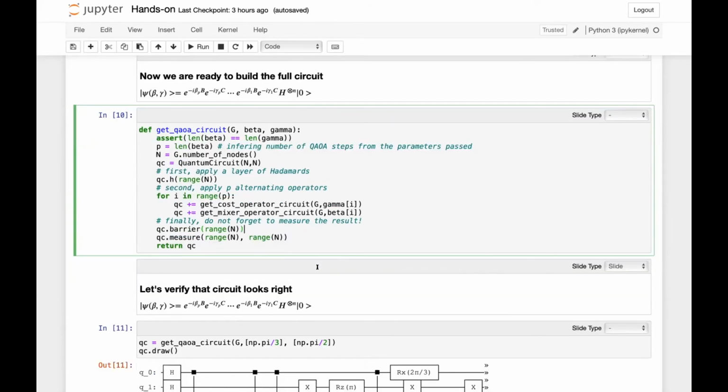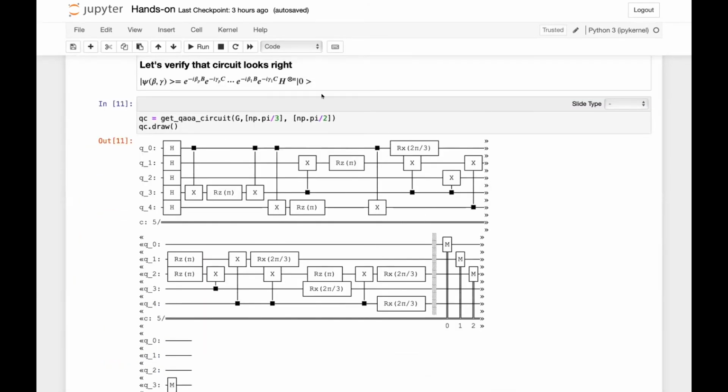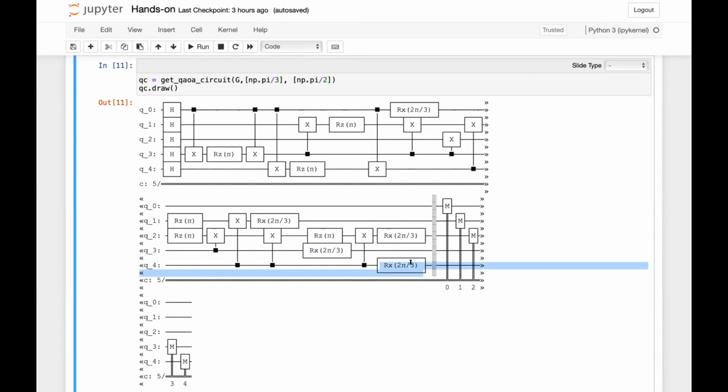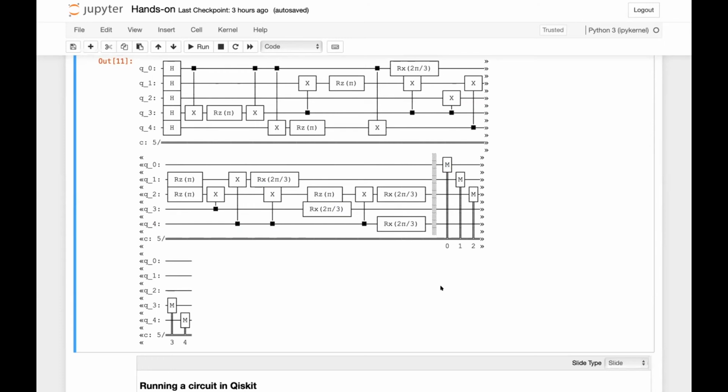And that's our entire circuit, which we can nicely draw and see. If you add barriers, it looks a little bit nicer, but here you can see the initial layer of Hadamards, then you have the CNOT RZ CNOT, and then in the end you have this Rx on each qubit, and you see them for each qubit as you expect. And finally you measure. So this is our full QAOA circuit.